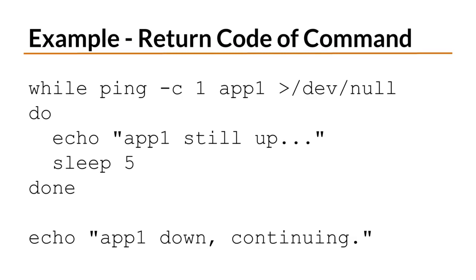Using -c 1 causes a count of 1 packet to be sent to the server. We also redirect the output to /dev/null since we don't really need to see the output. If the ping command succeeds, then an exit status of 0 is returned. If it fails, then a non-zero exit status is returned. While the server is pingable, the condition is true and the loop continues. Once the ping command fails, the script continues.